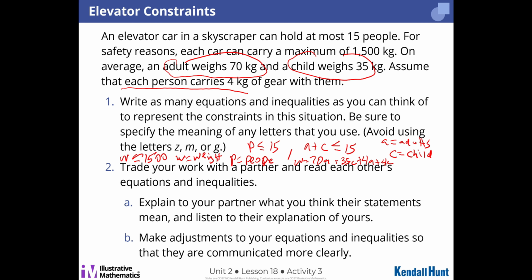Trade your work with a partner. Read each other's equations and inequalities. Explain to your partner what you think their statements mean. Listen to their inequalities and their explanation of yours. Make adjustments to your equation and inequality so that they can be communicated more clearly.